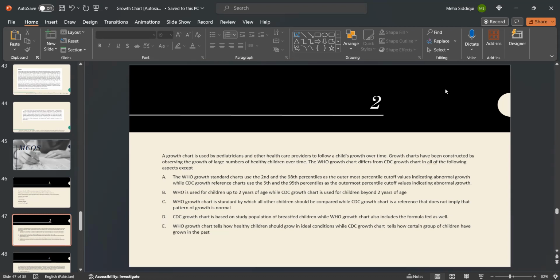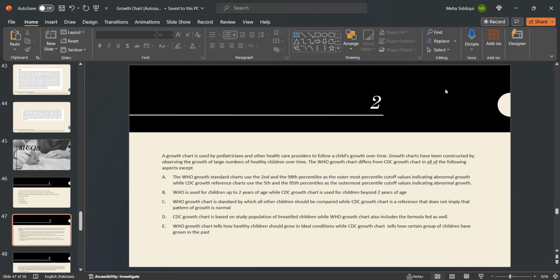MCQ number 2. A growth chart is used by pediatricians and other healthcare providers to follow a child's growth over time. Growth charts have been constructed by observing the growth of a large number of healthy children over time. The WHO growth chart differs from the CDC growth chart in all of the following aspects except: the WHO growth chart used the 2nd and 98th percentile as the outermost percentile cutoff values indicating abnormal growth, while the CDC growth reference chart used the 5th and 95th percentile as the outermost percentile cutoff values indicating abnormal growth.